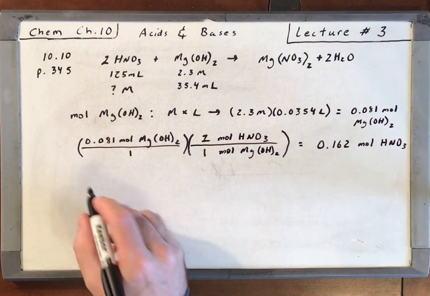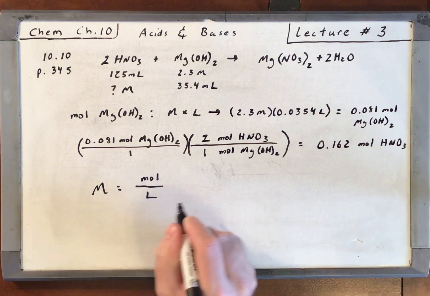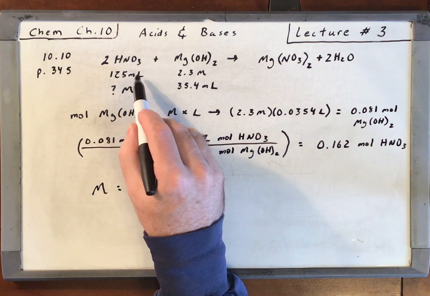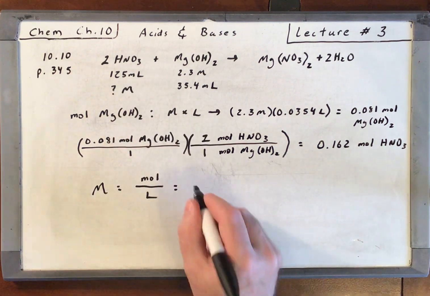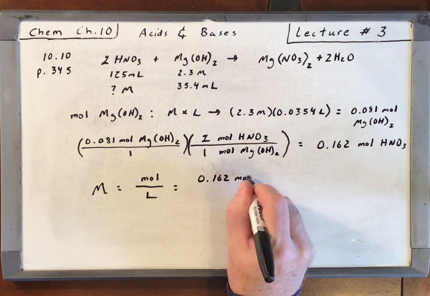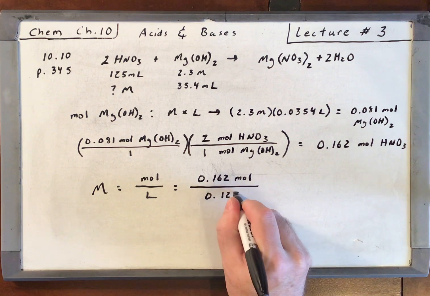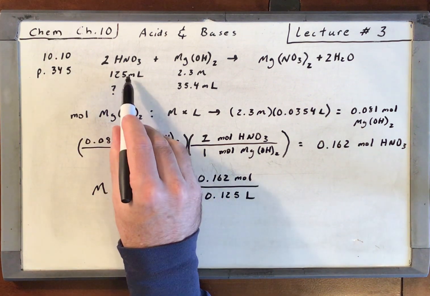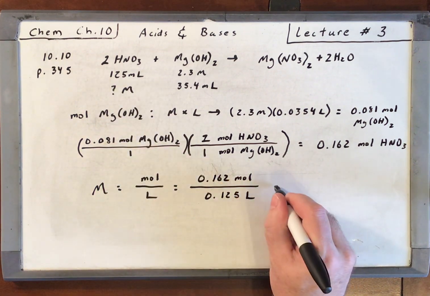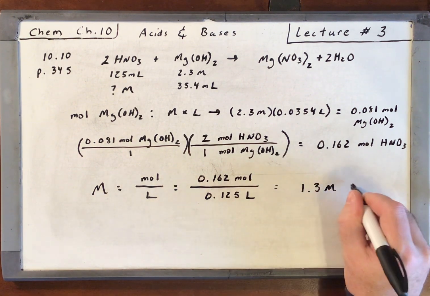We want to know the concentration. It's moles per liter. Do we have moles of HNO3? Yep, we just figured it out. Do we have liters? Well, we have milliliters, so surely we can get liters. So it's 0.162 moles over 0.125 liters. How did I get 0.125? I moved the decimal place 3 places to the left to get liters. 0.162 divided by 0.125 would be 1.3 molar HNO3.